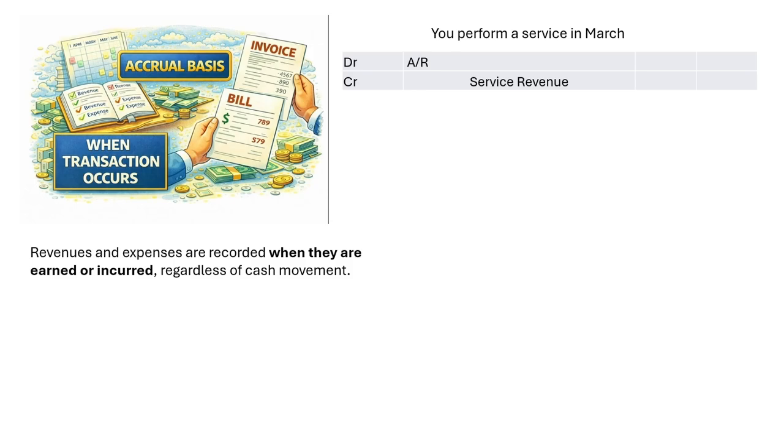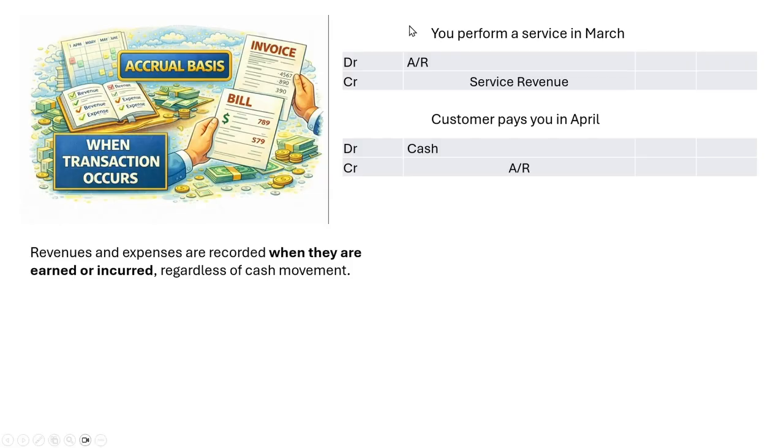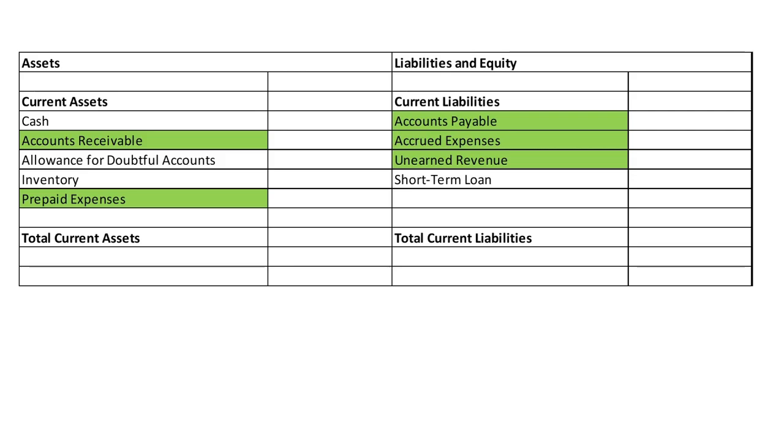We record accounts receivable and service revenue when we do the service, and then when we receive cash, we debit cash and credit accounts receivable to eliminate the accounts receivable, and the cash will show in debit and service revenue will show in credit. That difference arises because in the cash basis we only record cash, while in the accrual basis we record the performance when it happens, and we record the cash when it is received or paid.